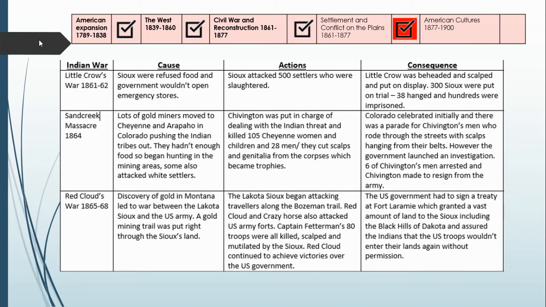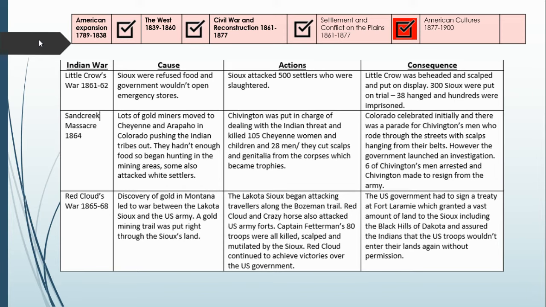We then have Red Cloud's War, 1865 to 68. Again, similar to the Sand Creek Massacre, it's the discovery of gold which has led to war between the Lakota Sioux this time and the US Army. A gold mining trail was put right through the Sioux's land. Remember, the Sioux are nomadic. They're the most nomadic tribe on the plains. They follow the buffalo everywhere. And so this gold mining trail is going to disrupt their livelihood.